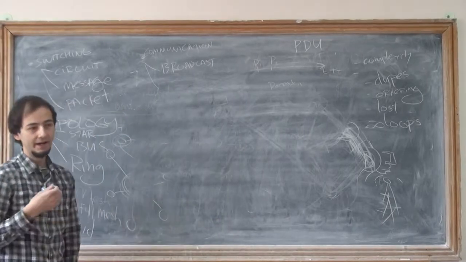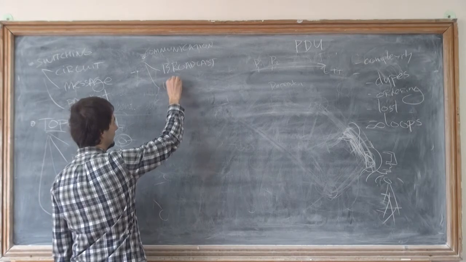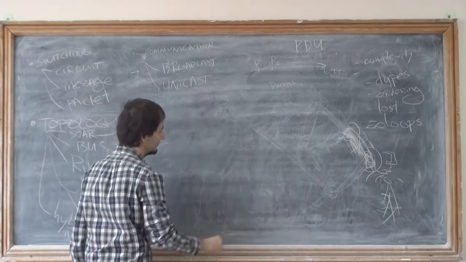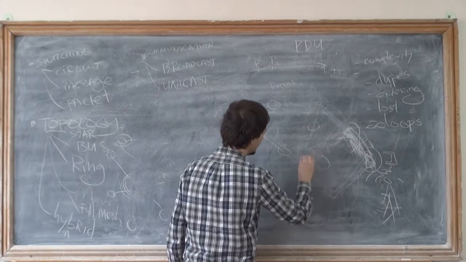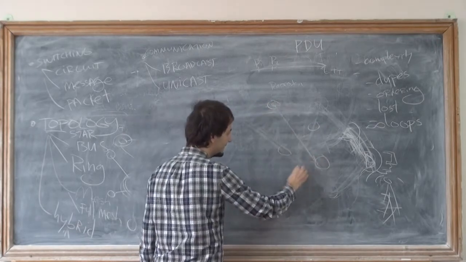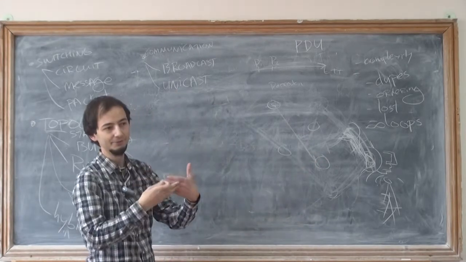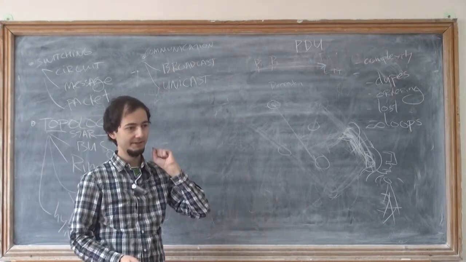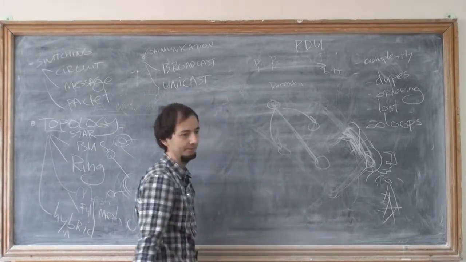But there are other ones too. For example, unicast, which is, let's draw something here. If this is the sender, it is sending something specifically to this node. Uni, single, one. Broadcast is when you send it once and it arrives to everybody at the same time.